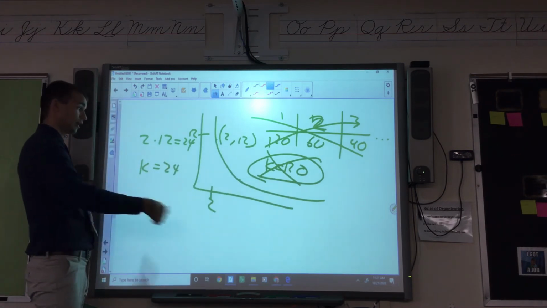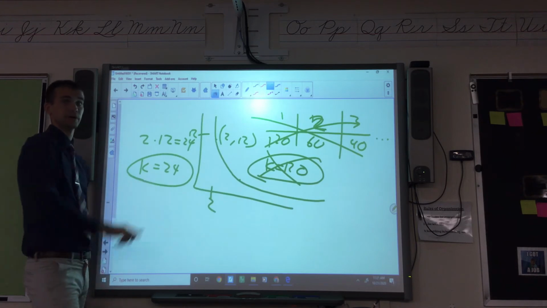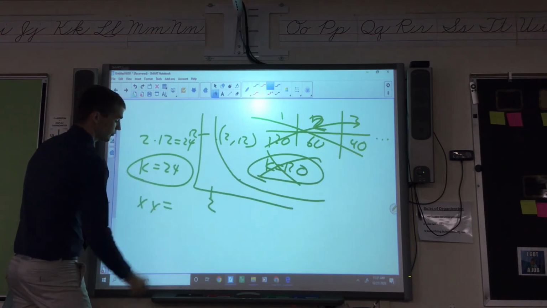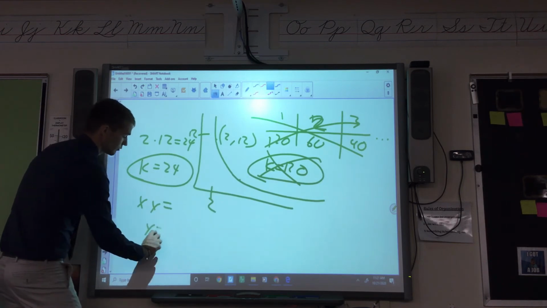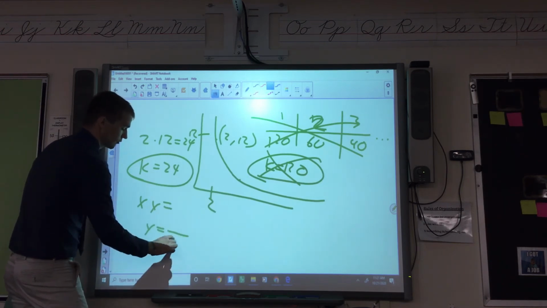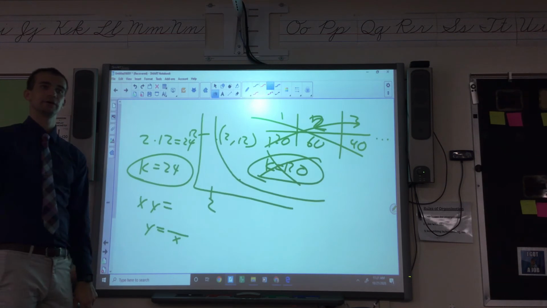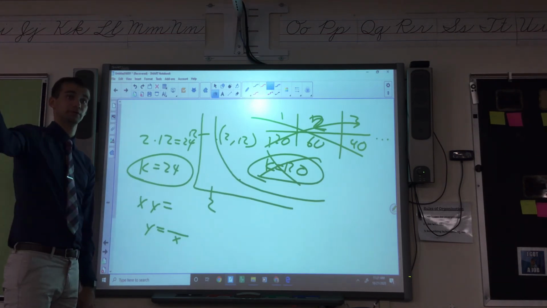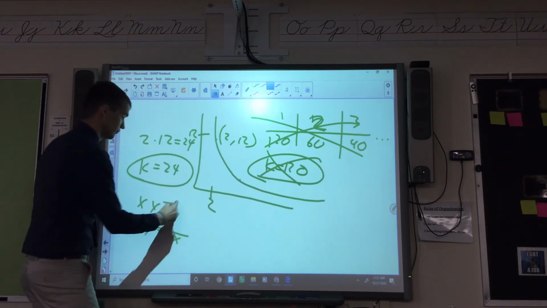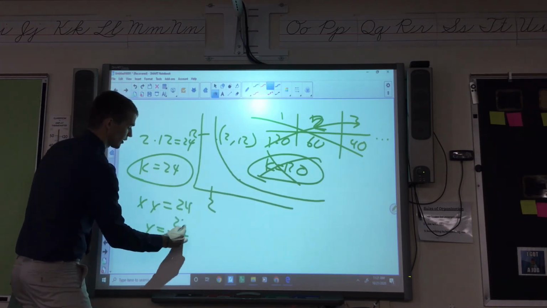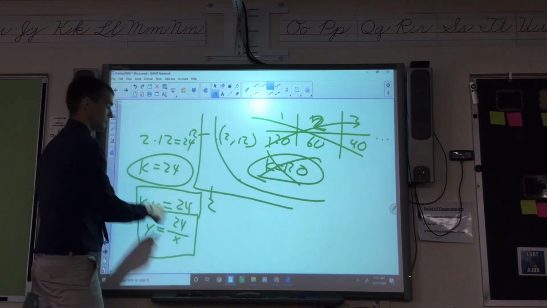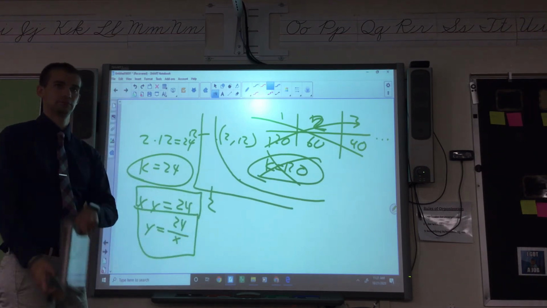So if I then want to write an equation, so that's the first part, remember, the equation is either xy equals k, or y equals k over x. What's my k value? You just told me. What's my k value? 24. 24, or you can write it like this. Either one, doesn't matter. That's what you do for it. Done. Very simple.